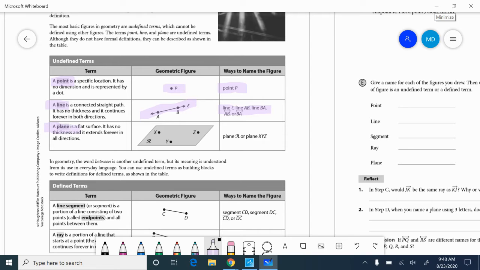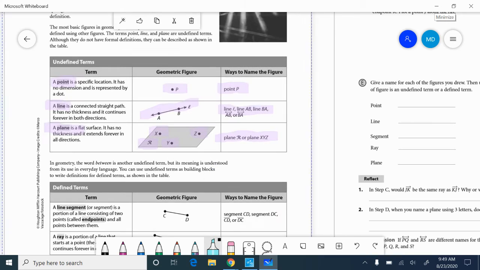And then we have a plane. It's a flat surface. It has no thickness and extends forever in all directions. This is an example of plane R, all right? And you would have 3 points that would consist of your plane. So we can say plane R or plane XYZ, if those are the 3 points that are included in it. In geometry, the word between is another undefined term, but its meaning is understood from its use in everyday language. You can use undefined terms as building blocks to write definitions for defined terms as shown in the table.